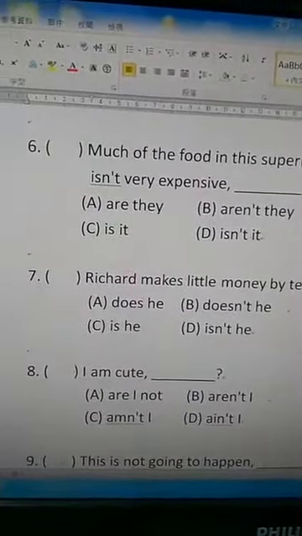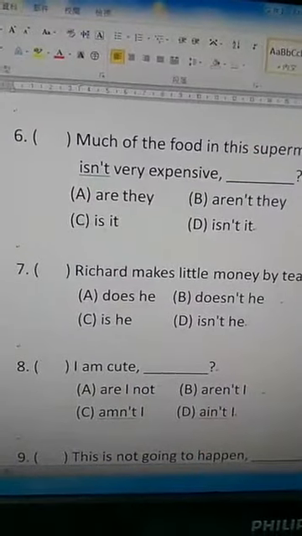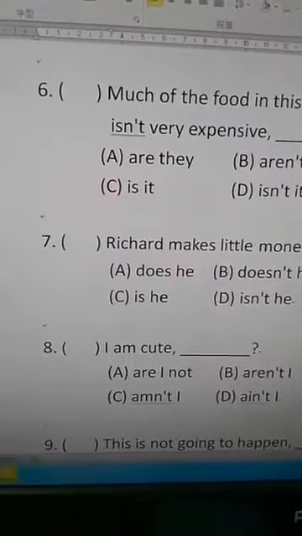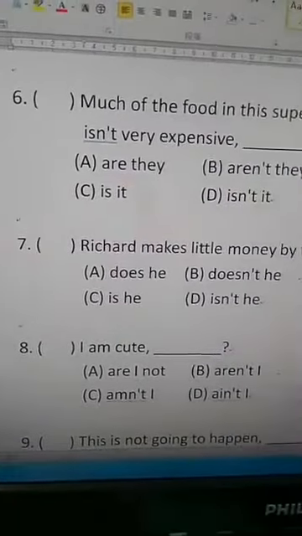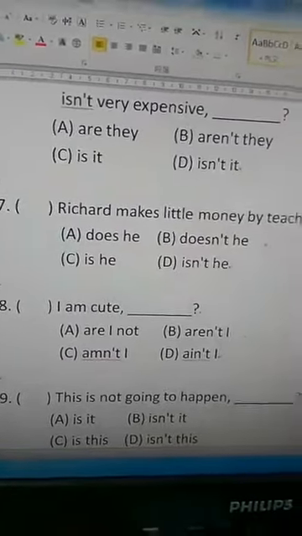Yeah, you're right. The answer is C. Very good. Okay, so it's not that difficult. We still have three questions left. Try it. Okay, number seven.